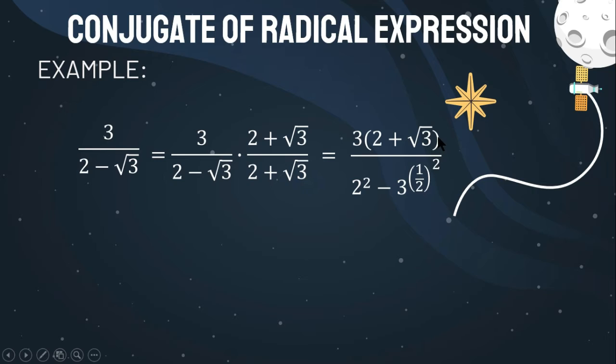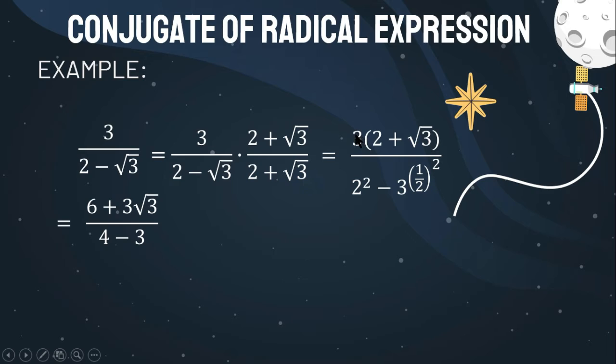So 1 half times 2 is equal to 2 over 2, which is 1. So 3 raised to 1 is equal to 3. Okay, suffice it to say, when you square a square root, you just have to remove the square root. So that would become 2 squared, which is 4, and then minus 3.